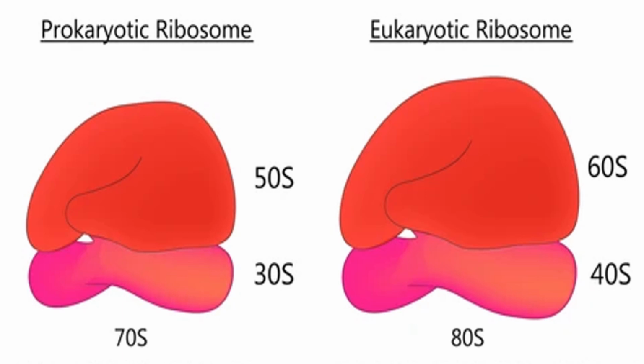The eukaryotic ribosome, that is formed after combination of 60S and 40S subunits, and the final product is the 80S, that is larger in size as compared to the 70S in case of the prokaryotic cell.